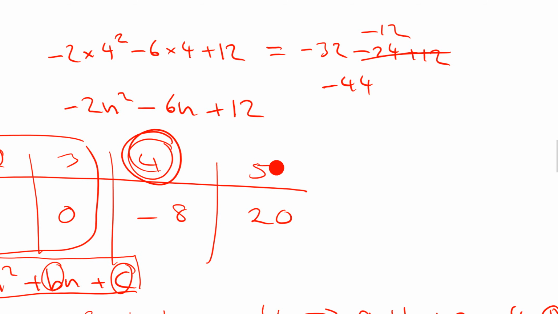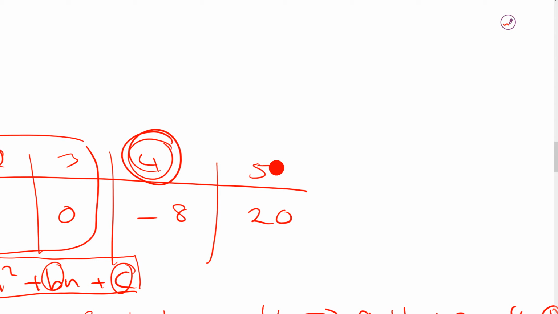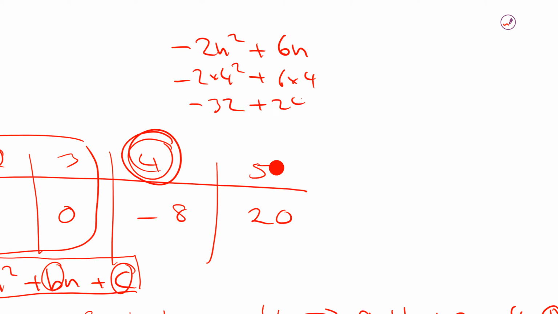I'm just going to get rid of that mess we made. Okay, now we said it was minus 2n squared plus 6n, and we already know that's right. So let's just quickly test it. Minus 2 times 4 squared plus 6 times 4. So minus 32 plus 24, and that's right. Minus 8.